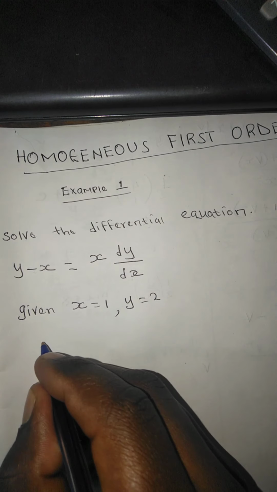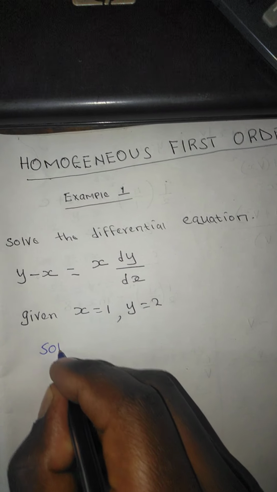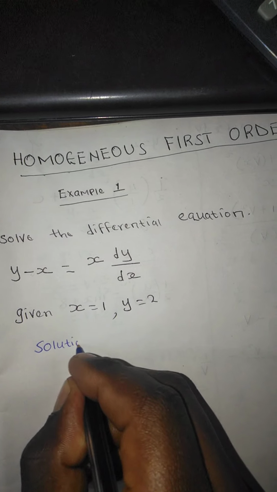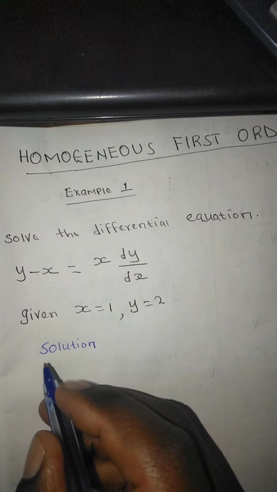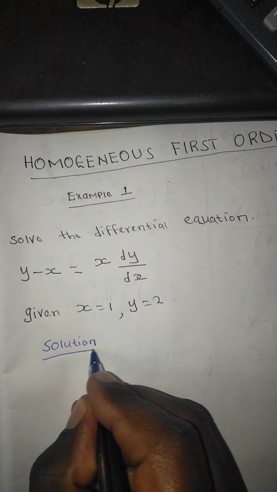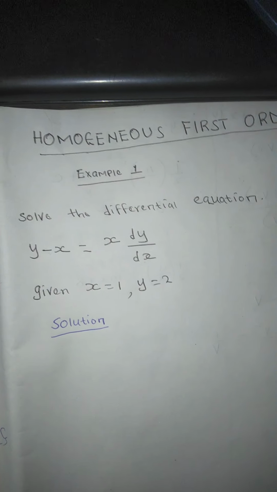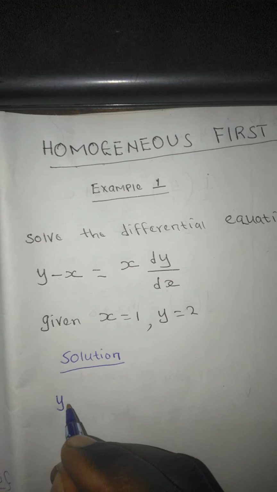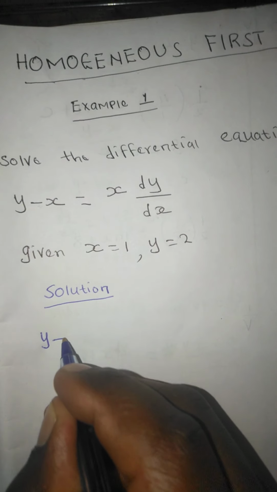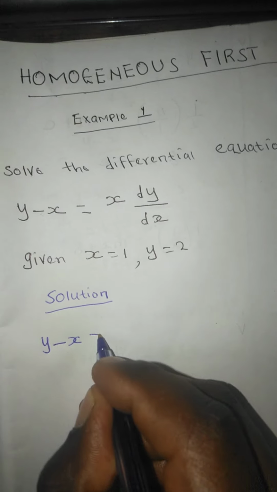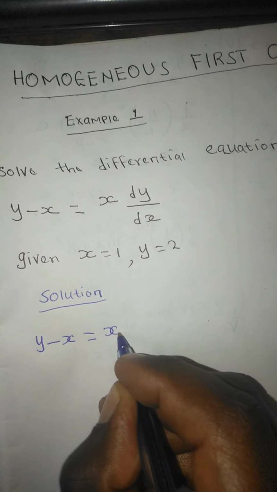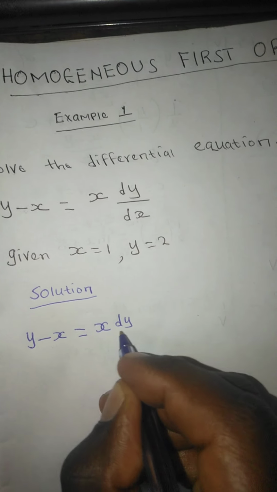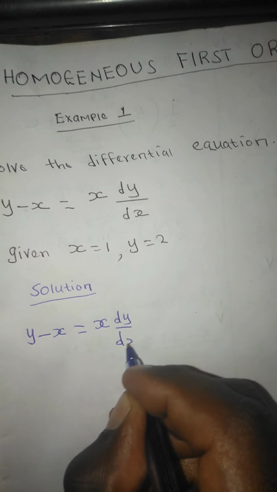Let's move to the solution. So we are moving to the solution. The question is y minus x is equal to x dy over dx.